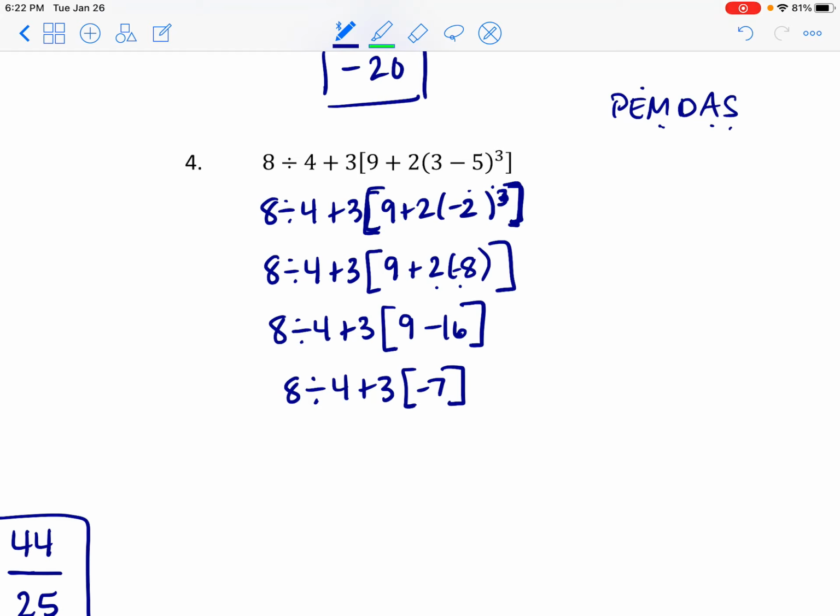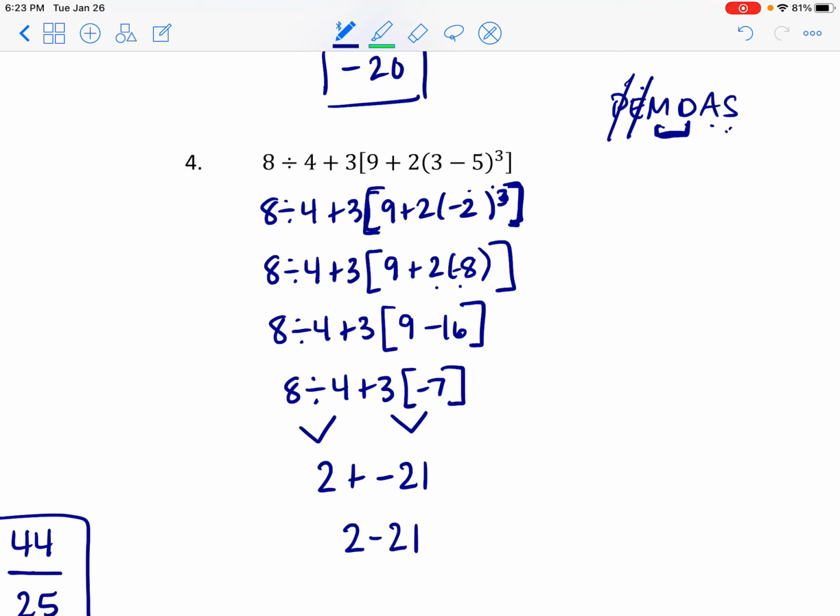Whew, okay. So that was the parentheses, followed by order of operations inside of the parentheses. Now we want exponents, done. Multiply and divide left to right. So I'm going to divide here. 8 divided by 4 is going to make 2, plus I'm going to multiply here. The 3 and negative 7 is going to make a negative 21. So I can go plus negative 21 like this, which is the same as just 2 minus 21.